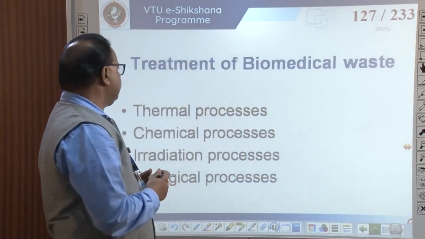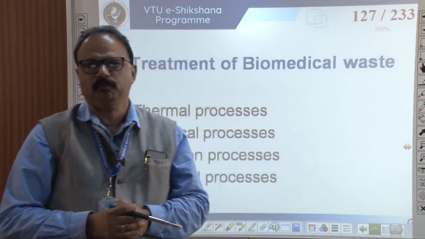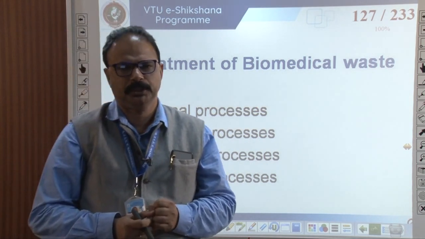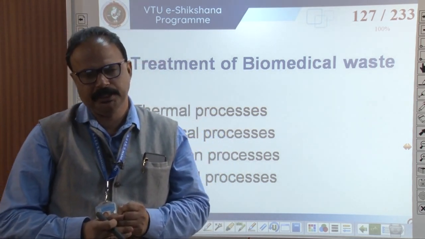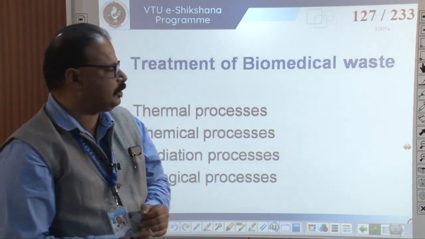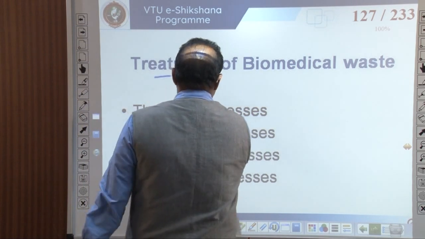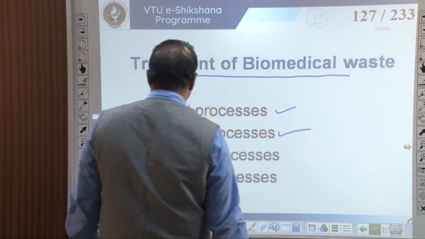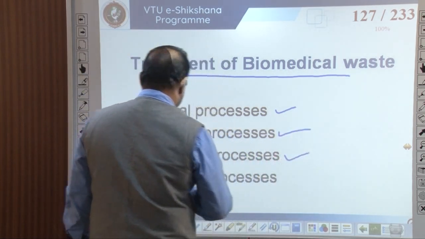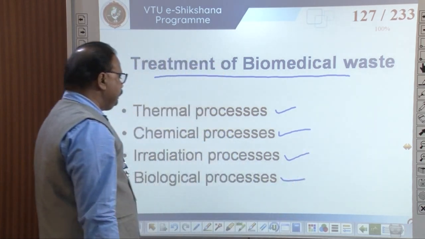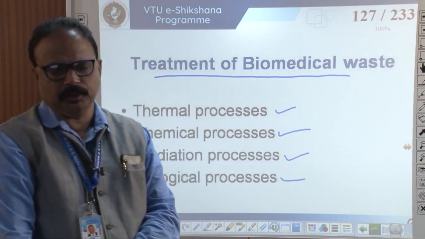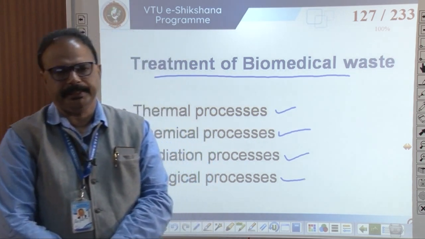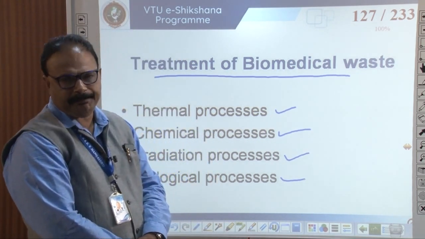Now, which are the treatments of biomedical waste? First one, thermal treatment. Second one, chemical process. Third one, irradiation process. Fourth one, biological process. These are the very, very important treatments that I explained in the first slide. First, thermal using heat; chemical using chemicals; irradiation process; and biological process. These are the four treatments we can do: thermal, burning, using chemicals, and radiation, and biological process.